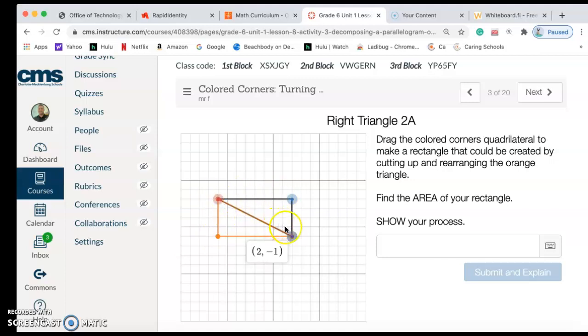But I only want half. I wanted to find the triangle's area. So half of that 32, if I take this guy away, right? Half of that 32 is now 16. Ms. Fisher, that's confusing me. I don't get it. So decompose it.